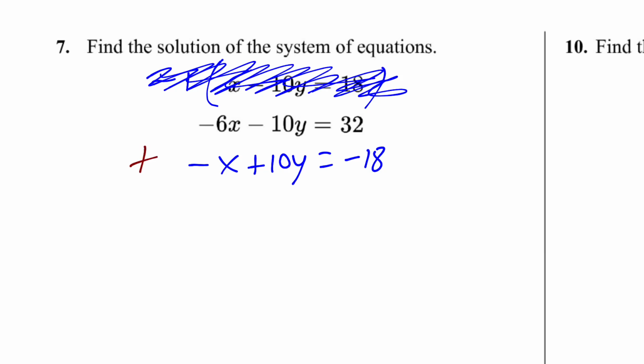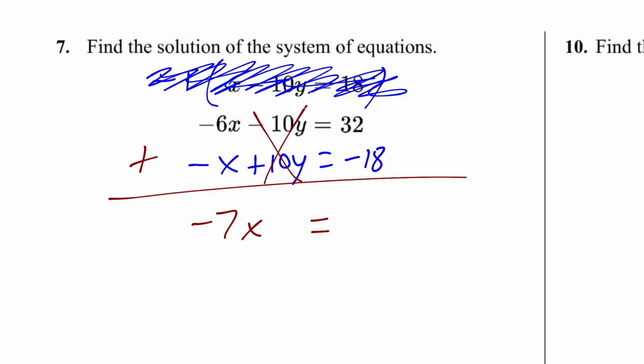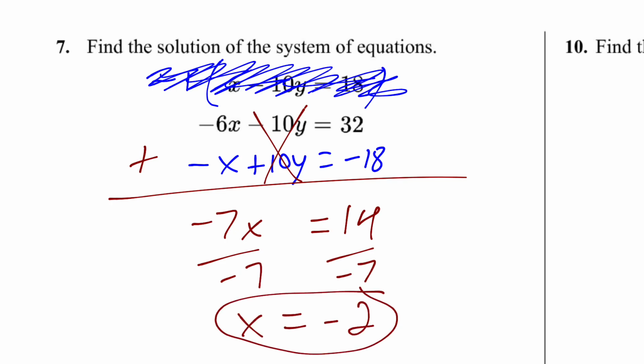At this point, I can add the columns straight down, negative 7x. The y's cancel out, one is plus, one is minus. And if I add 32 plus a negative 18, I get 14. I divide both sides by negative 7, I get x is equal to negative 2.